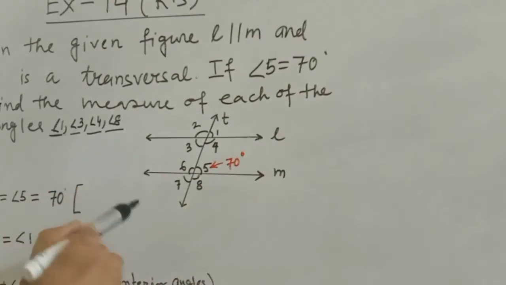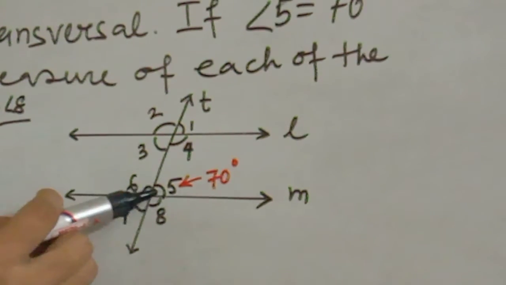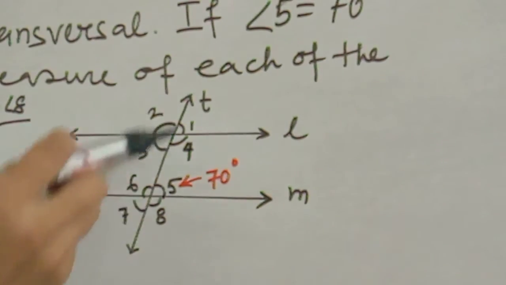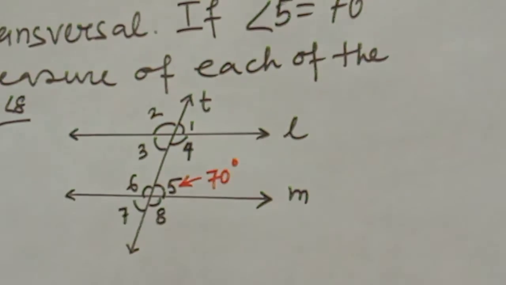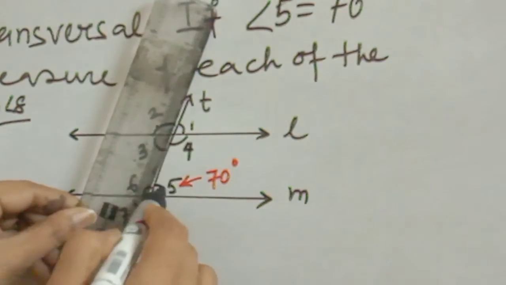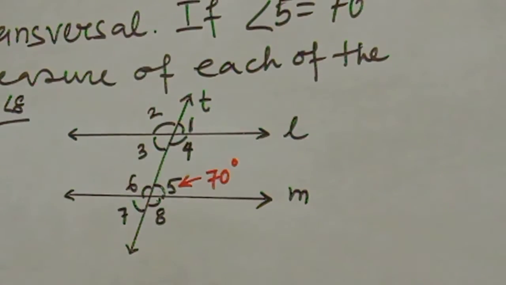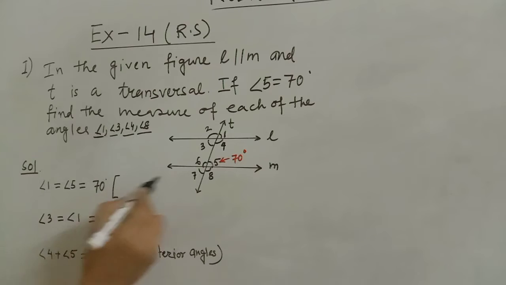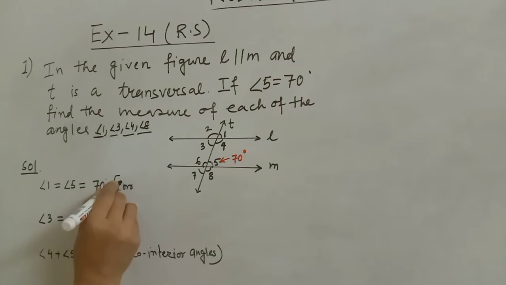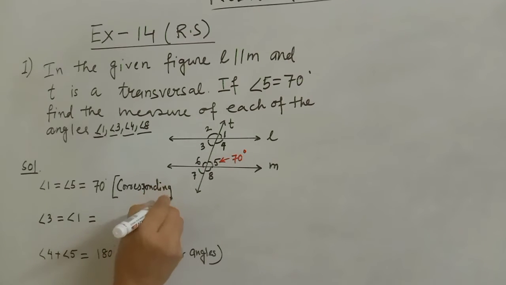So how will you find it? As angle 5 is 70 degree, see the position of angle 5. One exterior and one interior angle on the same side of the transversal. So they are corresponding angles. You know that corresponding angles are equal. So angle 1 is equal to angle 5, which is 70 degree. And the reason you will write is corresponding angles.